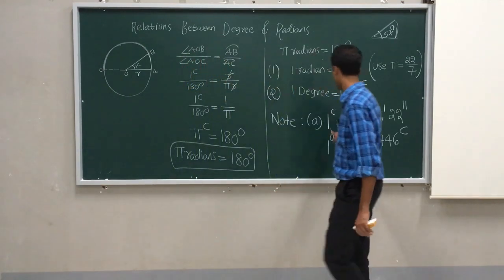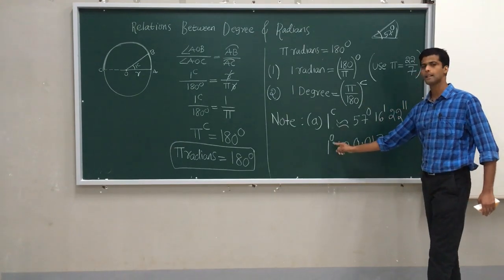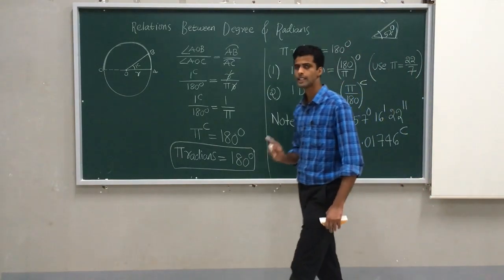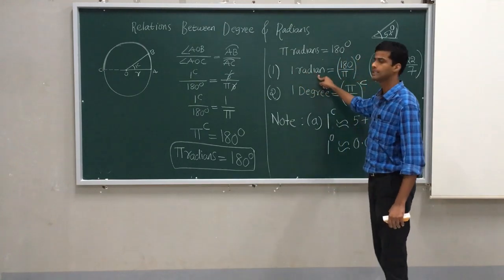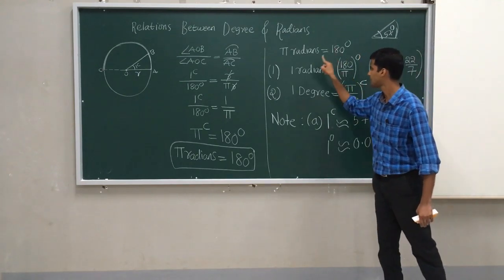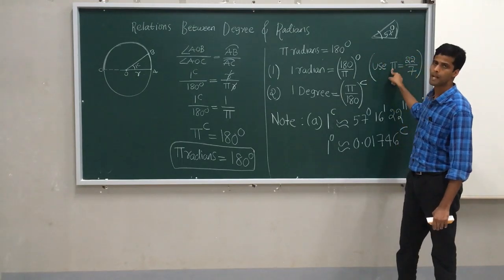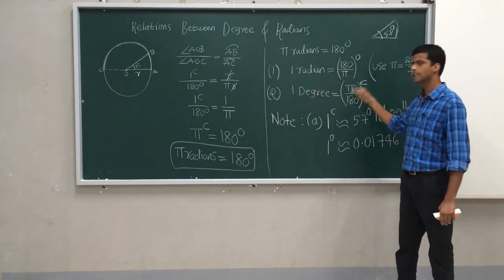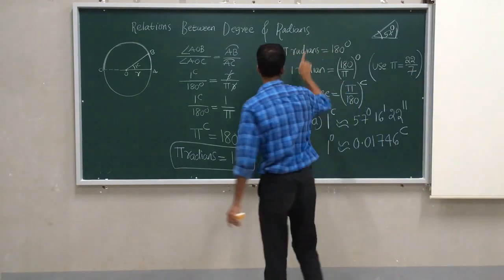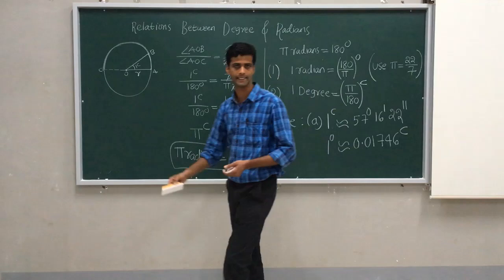Understood? Therefore, 1 radian is approximately 57 degree, 16 minute, 22 second, and 1 degree is approximately 0.01746 radian. That thing you need to keep in mind, along with 1 radian is 180 by pi degree, 1 degree is pi by 180 radian. To convert radian into degree, multiply by 180 by pi, use 22 by 7 as pi approximation, and to convert degree into radian, multiply by pi by 180. Understood? That is a very important thing. You just note down this important criteria in your notebook for your upcoming results. Okay?